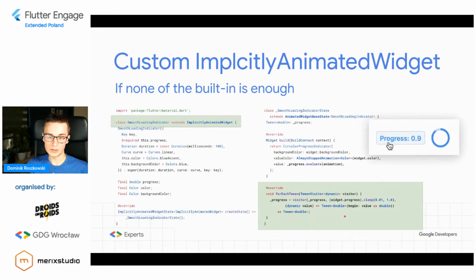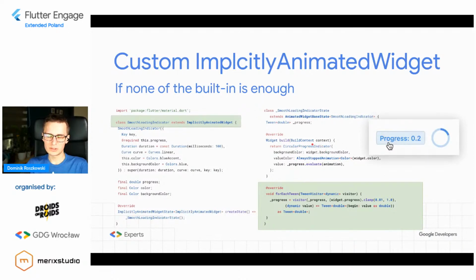And in my case, what I do is that I just create a tween of double, and we're going to go into the tweens in next slides. But what's important right now is that you have to create your tween, and you just need to provide this value as a begin for this tween. And then you can just use this in, for instance, in my case, the circular progress indicator.